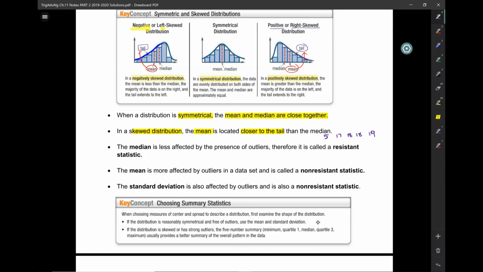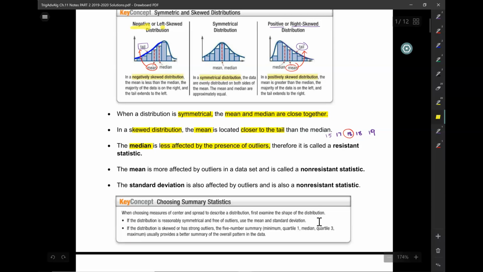So where is the median for this data? This is the median. Now look at this 5, that's an outlier, right? But whether that smallest, lowest score was a 5 or a 15, would that have changed the position of the median? No. That's why we say the median is less affected by the presence of outliers. We call that a resistant statistic because it resists that outlier, okay?